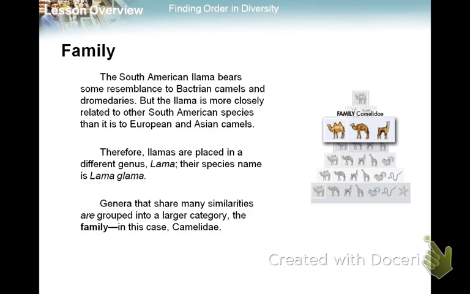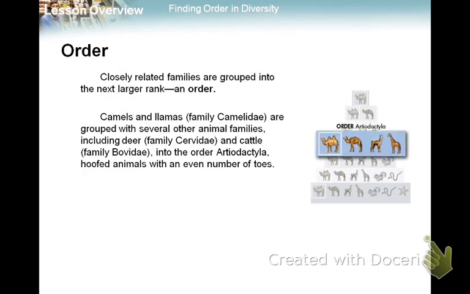Family. You can see we're including llamas. Family Camelidae. Order is a little bit more broad. Camels and llamas, also with deer and cattle. So this is an order. Hoofed animals with an even number of toes.